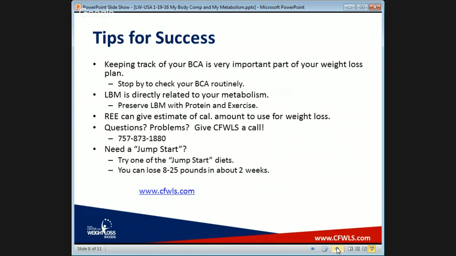Lean body mass is directly related to your metabolism. You want to preserve lean body mass, and you do that by getting in your protein, as well as the exercise, and the best exercise for that is weight training. Resting energy expenditure can give an estimate, but unfortunately it assumes you're average. But if you are average, it can actually give you a good estimate of the calorie amount to use for weight loss.